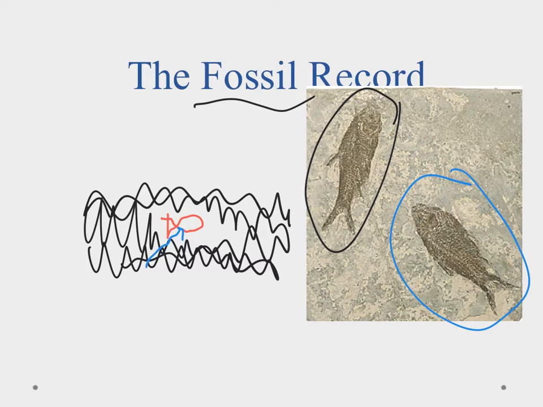The thing that fossils do for us is they give us a clue as to what was living a long time ago. And that's the key, it gives us a record of the different types of living things that have been on the planet.